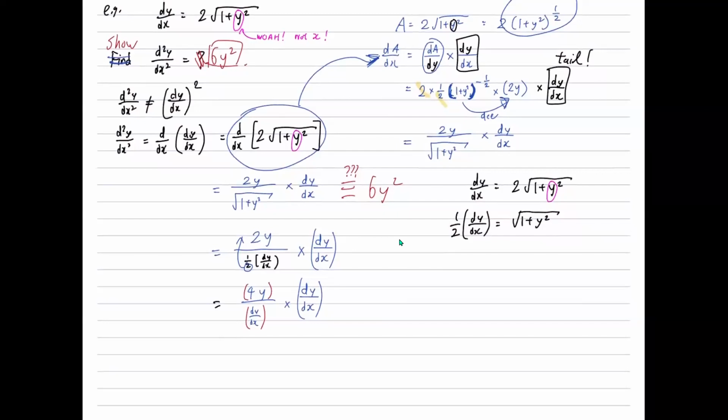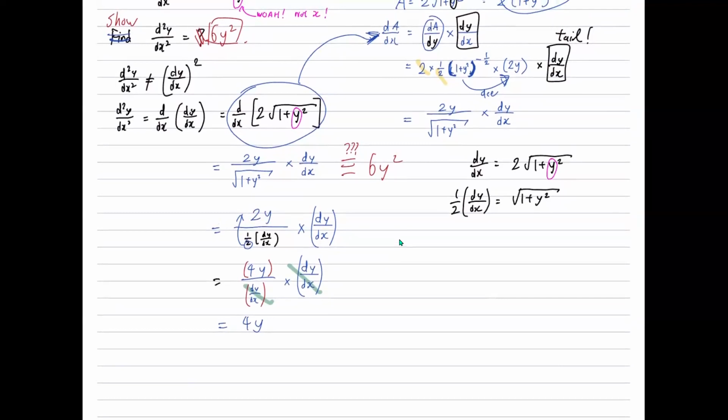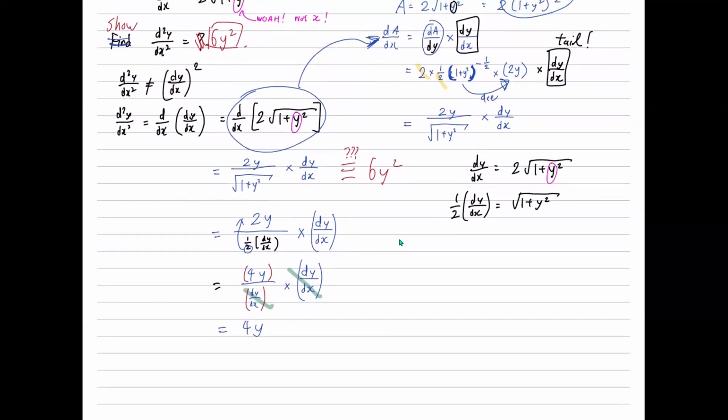Is it not 6y squared? Maybe it's actually just 4y. Sorry, this should just be a 4y. Wrong question, apologies. No, it's a 4y. I cannot see what's wrong with this. It should be a 4y. Okay, so that's just an example on how to use implicit differentiation.